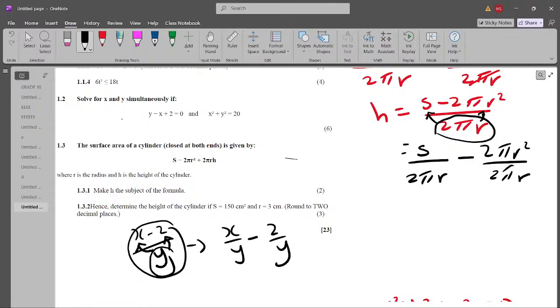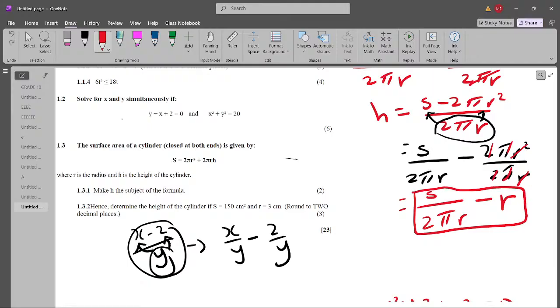And then we ultimately are going to have s over 2 pi r minus the 2 will cancel the 2, the pi will cancel the pi, the r will cancel one r, and we will be left with r. But for this over here, it's a simplified solution. We have made h the subject of the formula.